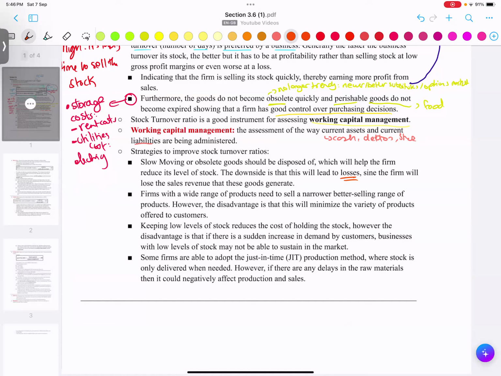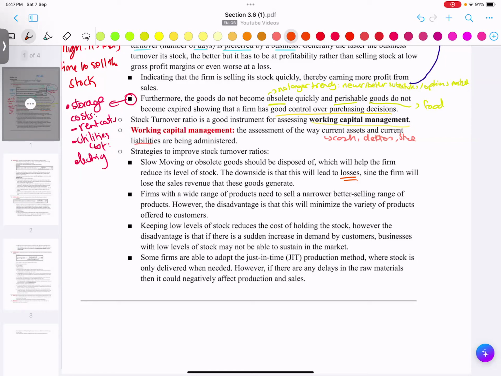Basically the firm was supposed to make sales revenue from that, right? Because sales revenue, like we discussed, is price times quantity. But they actually don't end up selling it, they just get rid of it. So they will save storage costs and it will increase the ratio, but they're going to end up making losses, because the whole point of producing these goods was to make sales revenue, which was going to translate to high profits, so they end up losing.